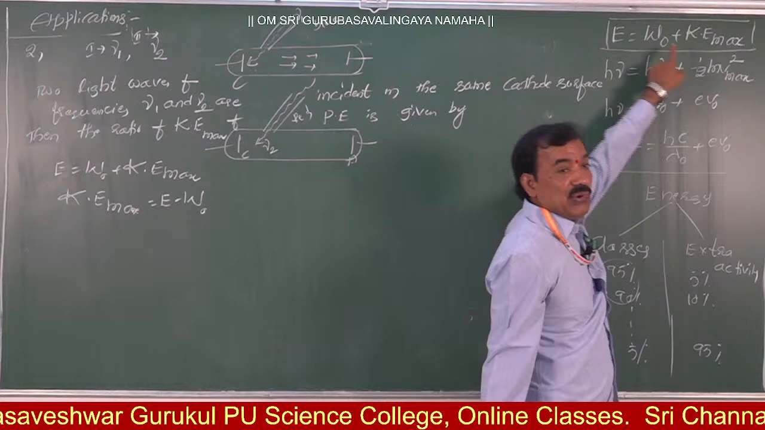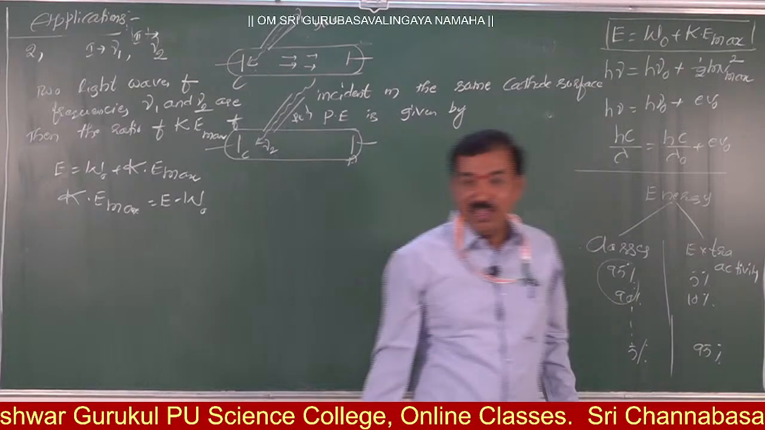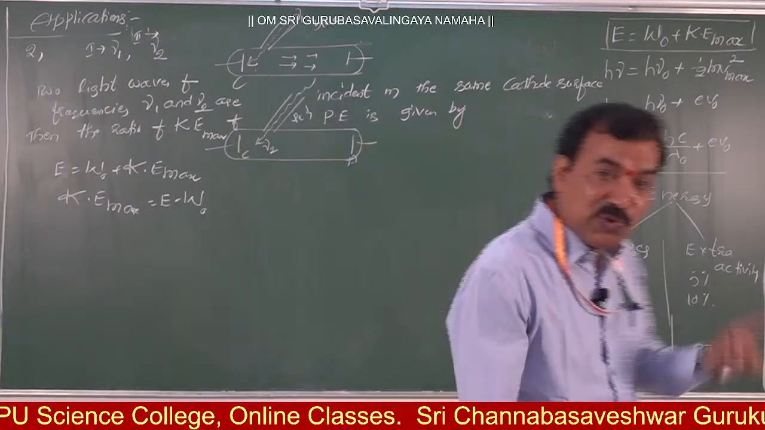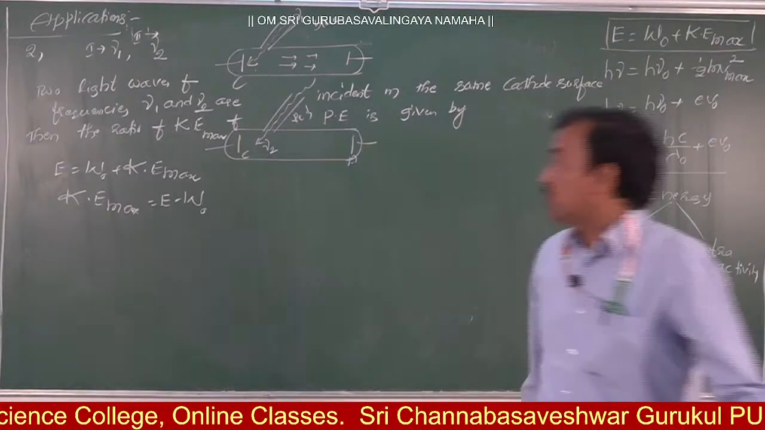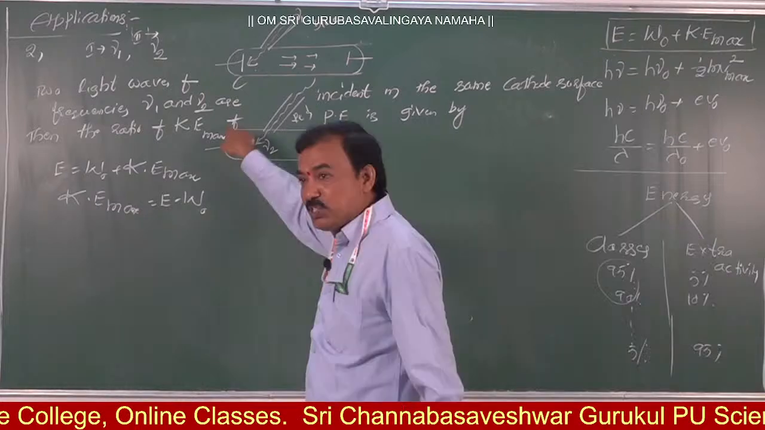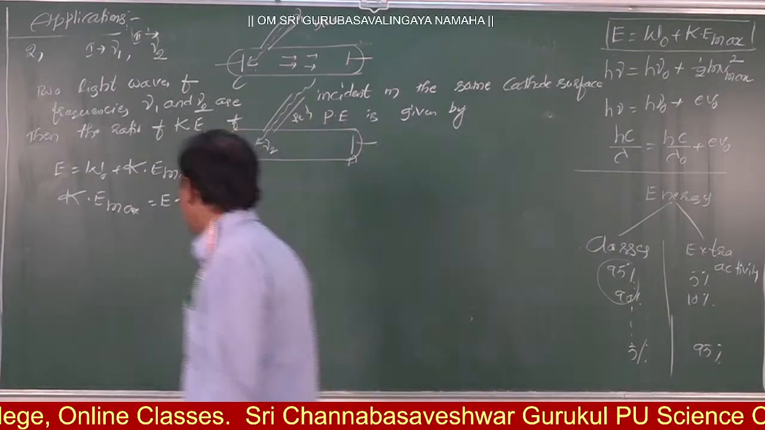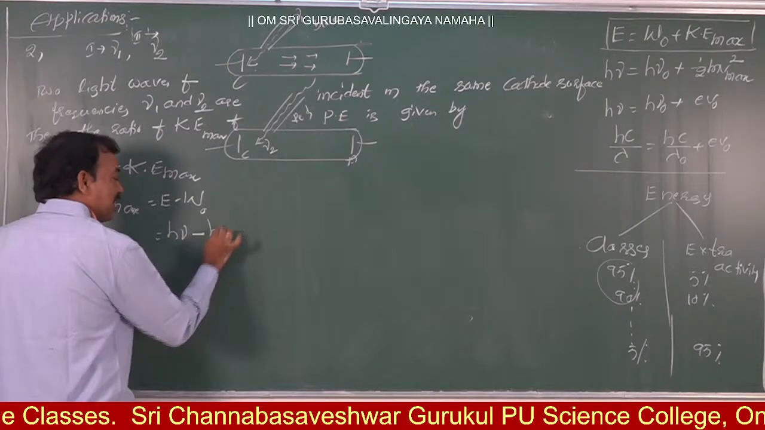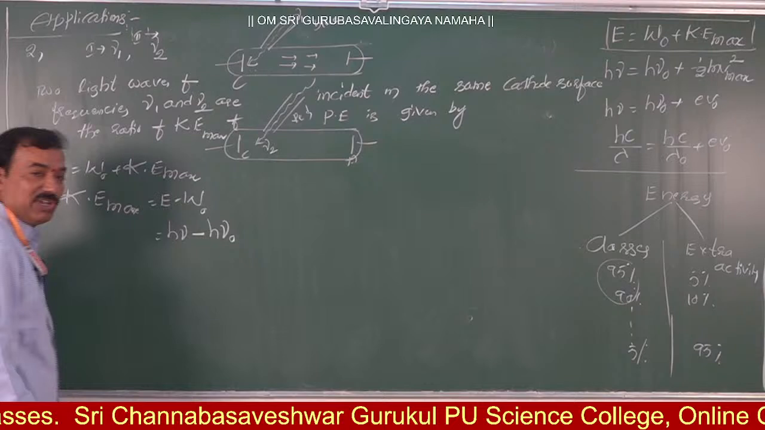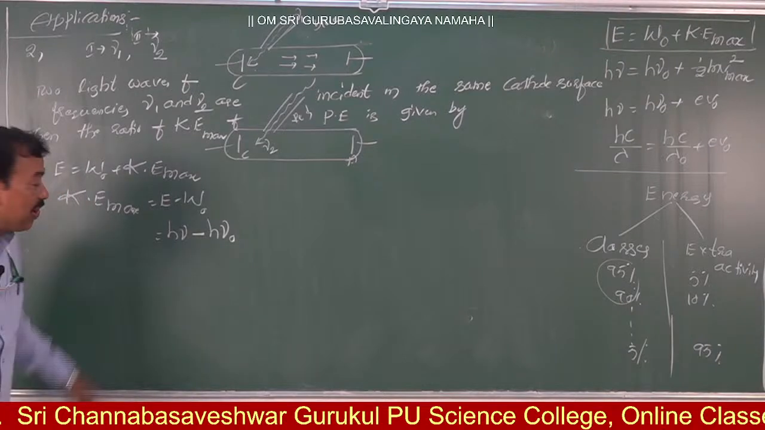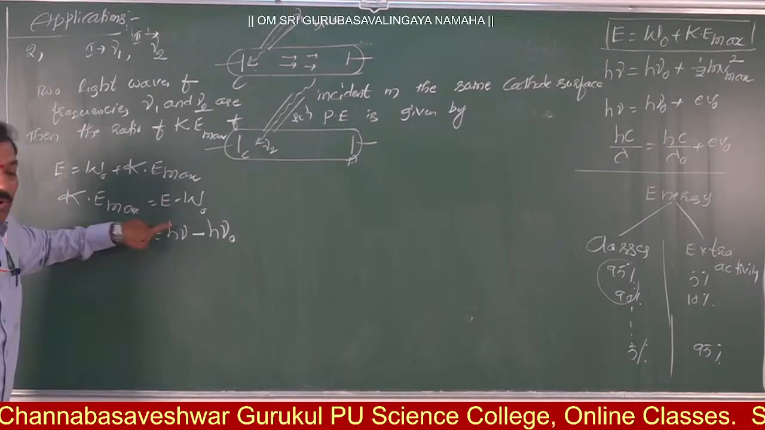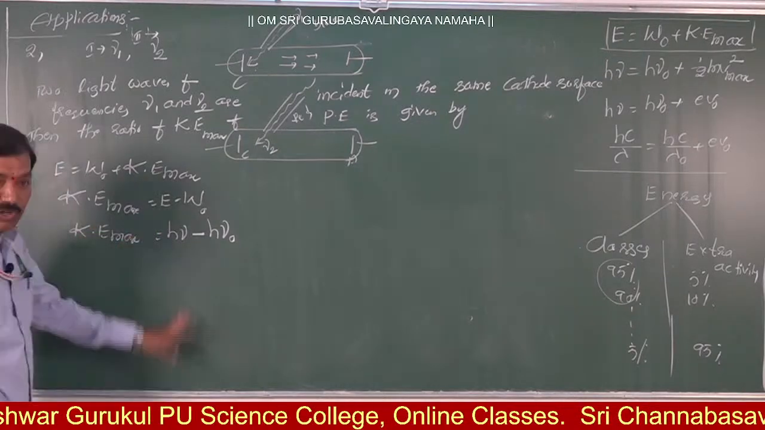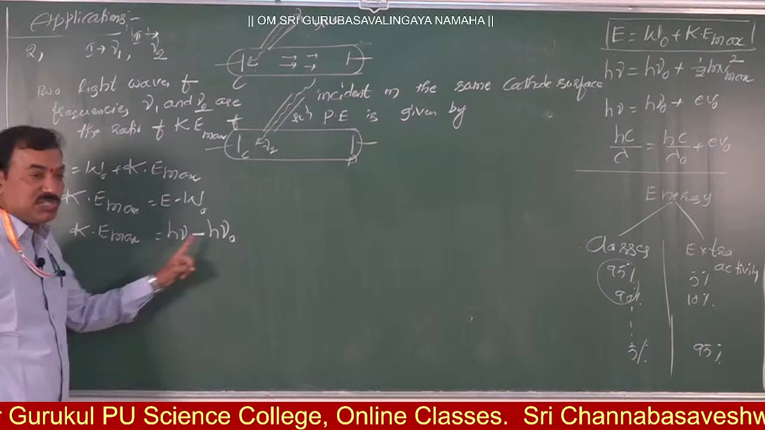Now tell me, in this problem, which values are given, frequency or wavelength? Frequency is given. So the equation is E equal to h nu, and W naught equal to h nu naught. Depending upon the question, you have to write these equations. So Kmax is equal to h nu minus h nu naught.